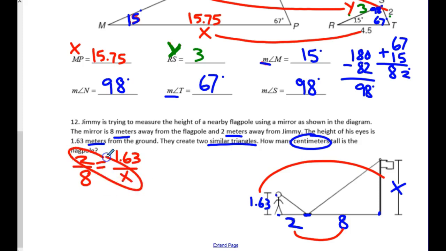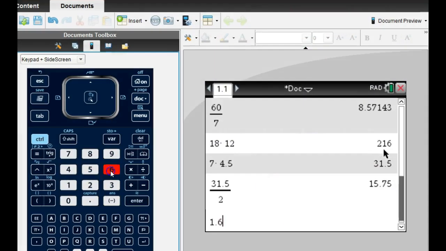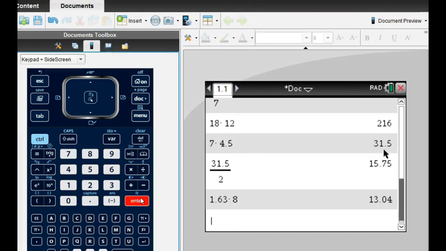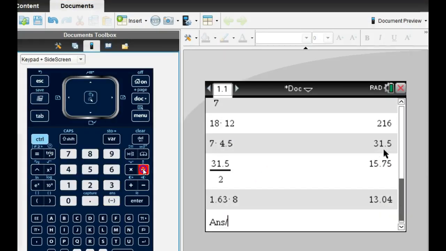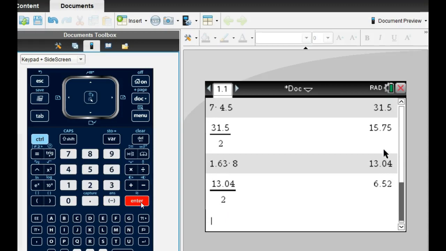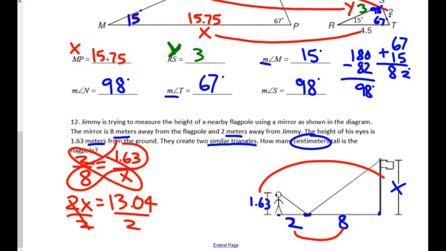2 times X, 2X. 1.63 times 8 is 13.04. And then remember, to get rid of a coefficient, we divide. 13.04 divided by 2, 6.52. So x equals 6.52 meters.